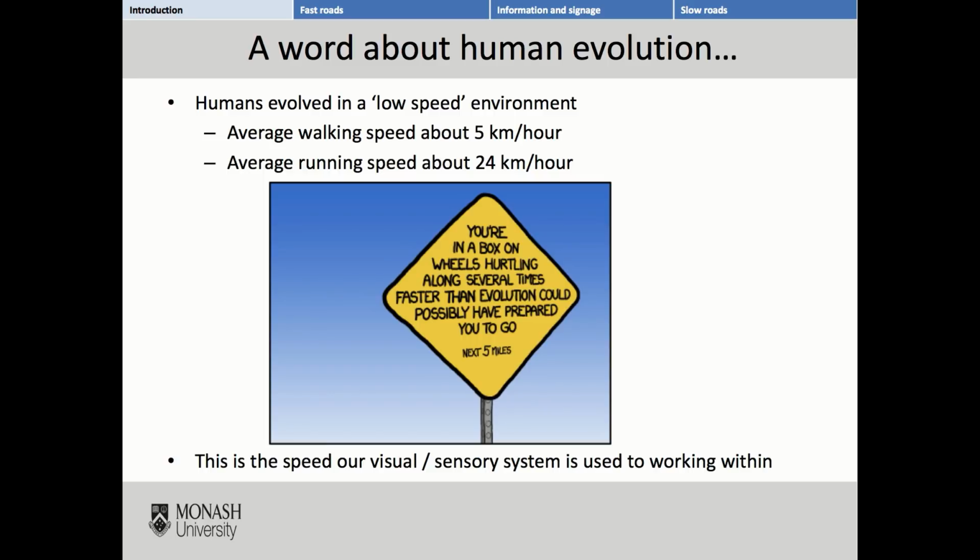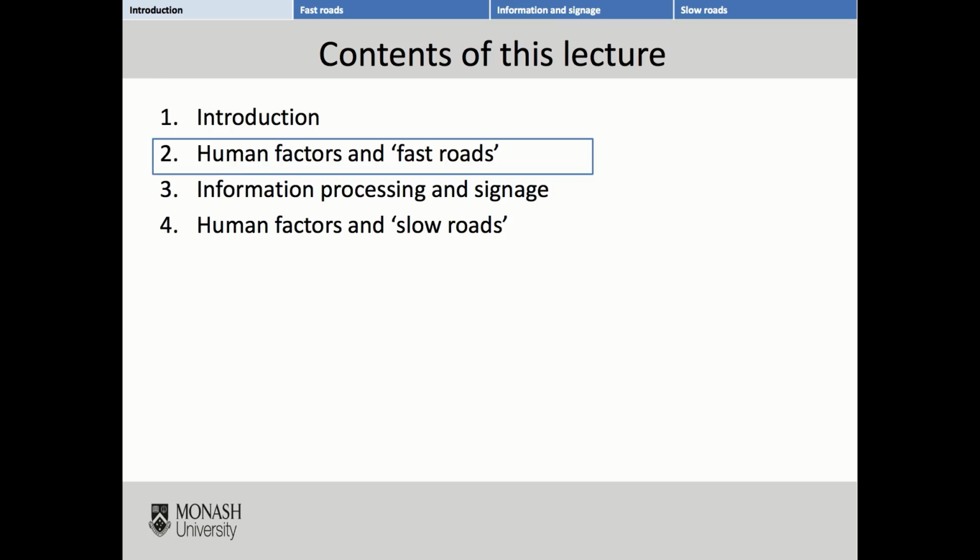Even taking something simple like how many images our eyes process in each second, which I think is about 16, that's many fewer than a bird that's chasing a mouse in a field. They're processing up around 60 images per second. So just from that one perspective, you can see how our evolutionary skills are not quite up to scratch with moving at very high speed. So let's look at human factors and high-speed roads.